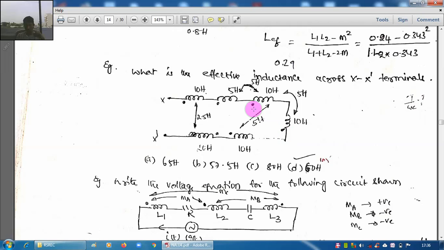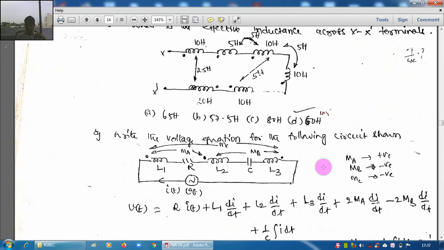If this is the direction of current, current entering here and here current leaving, dot is mentioned here, so current leaving. So this will become minus 2M. So like that all M's are to be taken into consideration. This is plus 2M, this is plus 2M, this is minus 2M, and this also we have to write either plus or minus. Like that, if all L's and plus or minus 2M's are taken, we will be getting one value. You try to find out that value, this will be around this value.